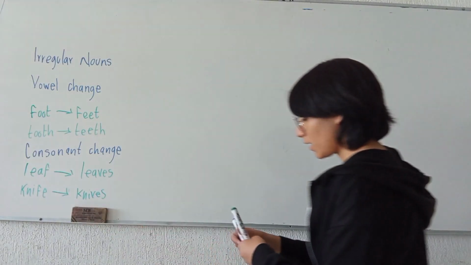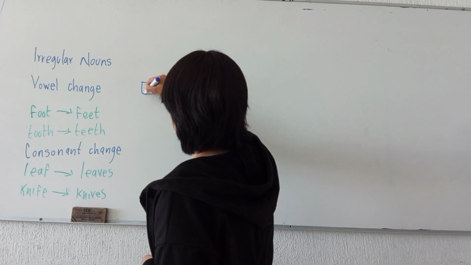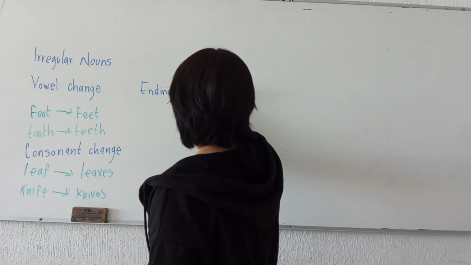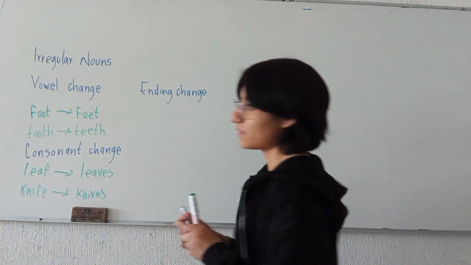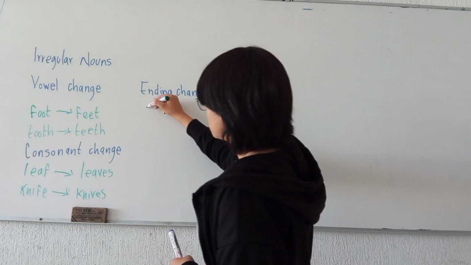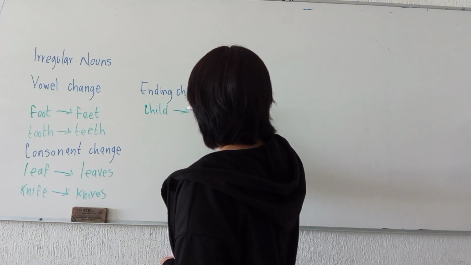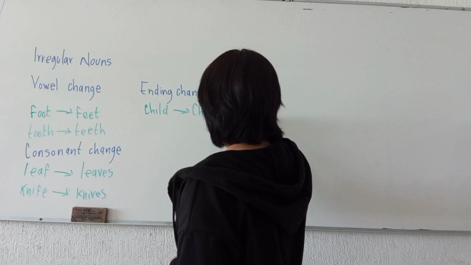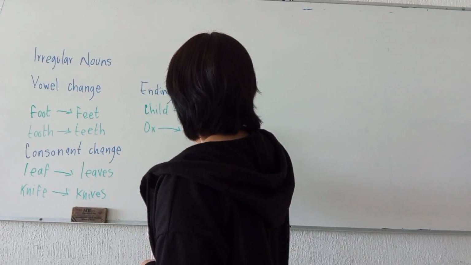Then we have the ending change. In this case, the ending of the word will change according to whether it is singular or plural. For example, child changes to children, or ox changes to oxen.